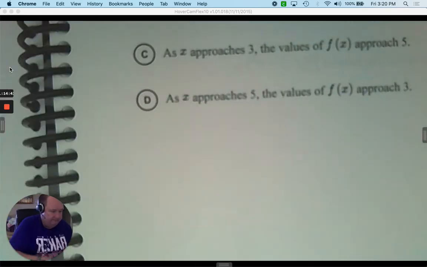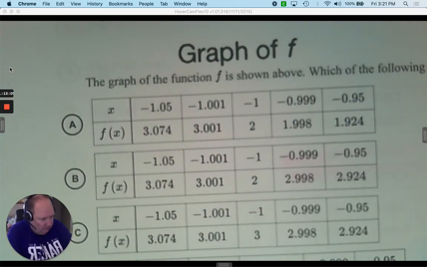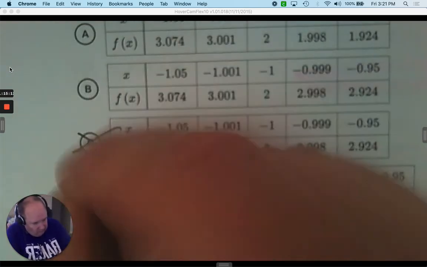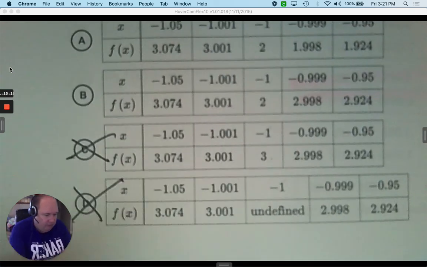Number 50. Which one could match this graph? I see the limit here. The value at negative 1 is 2, and the limit is 3. So the value at negative 1 is 2. Which ones will I cross out then, if that's true? C is wrong and D is wrong. So negative 1 is 2. And then which one shows the correct one?